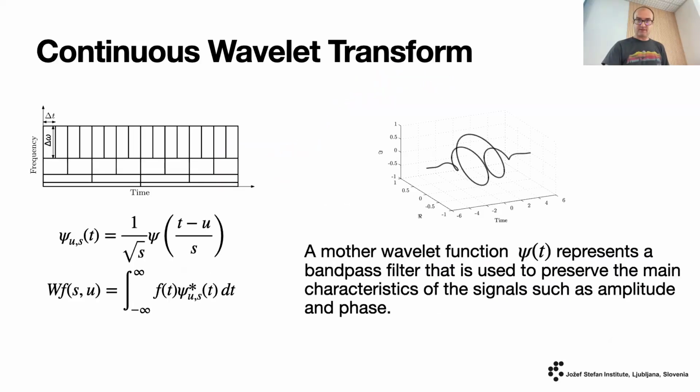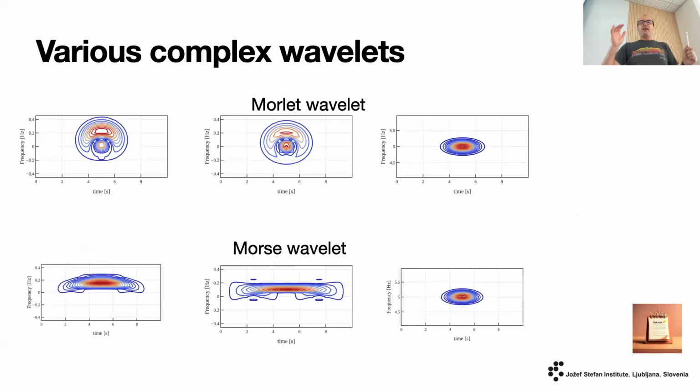So let's look at this. We are going to look through two choices. The top one is called Morlet wavelet, and the bottom one is called Morse wavelet. These are their representation in complex domain. The Morlet wavelet is also known as a Mexican hat wave.